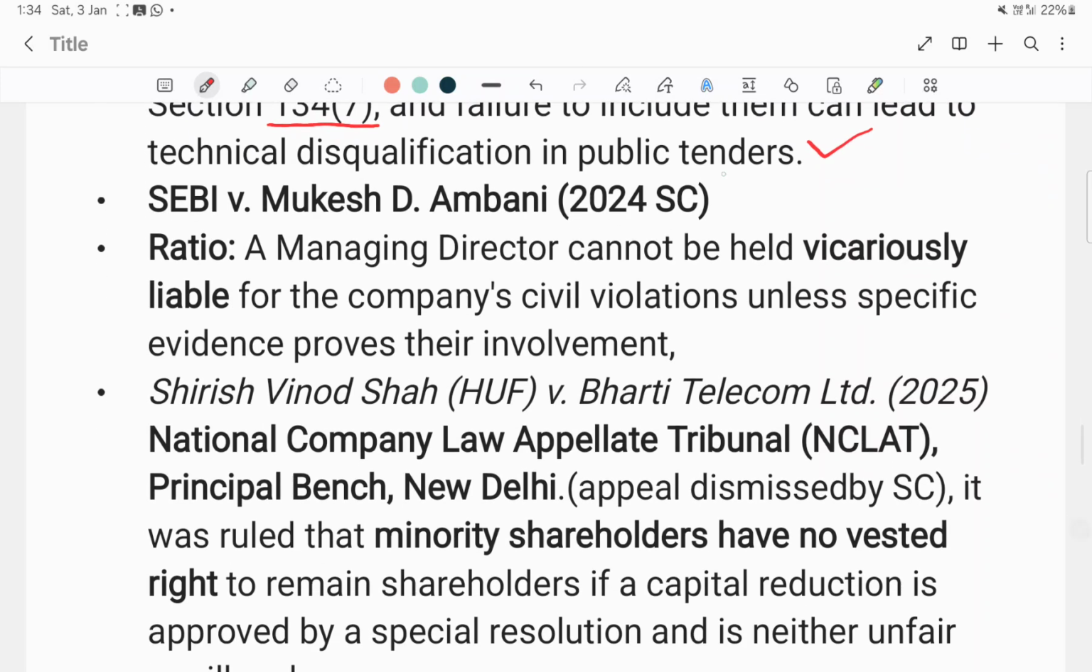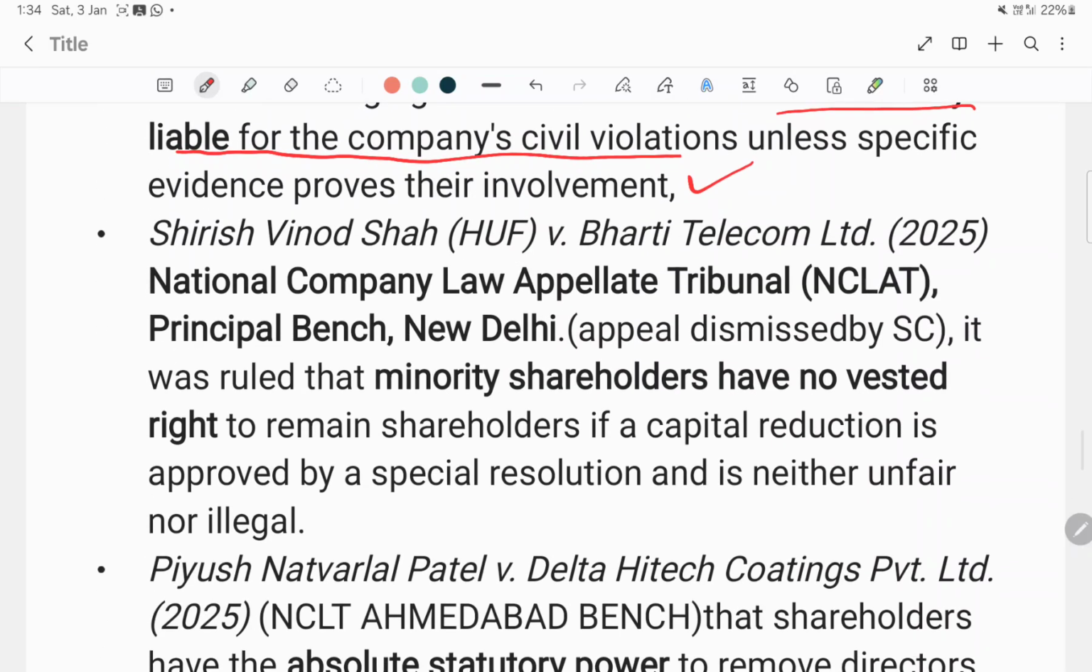Thereafter, SEBI versus Mukesh D. Ambani case, it says that the managing director cannot be held vicariously liable for the company's civil violation unless specific evidence proves their involvement. Thereafter, Asarish Vinod Shah HUF versus Bharati Telecom Limited, 2025.